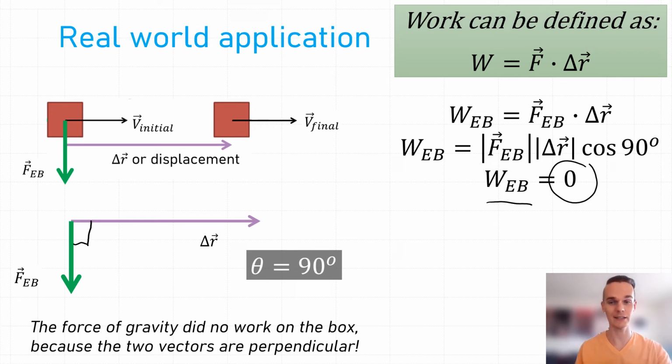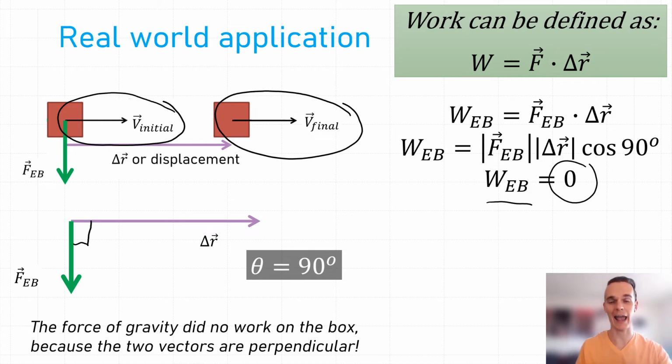And how do we see this? In our diagram, we see it as the initial velocity vector and the final velocity vector have not changed their magnitude. So the initial velocity vector is equal to the final velocity vector. The force of the Earth on the box has done no work. The Earth has not given the box any energy.